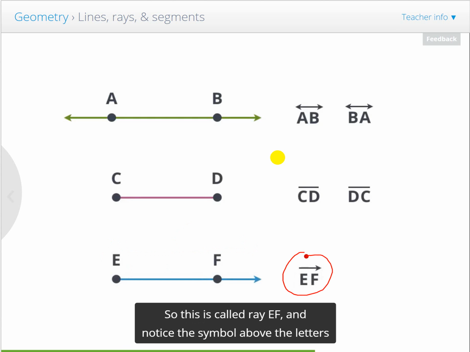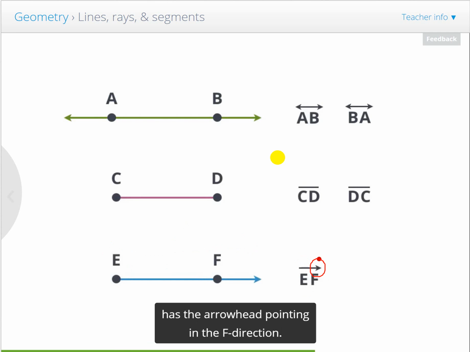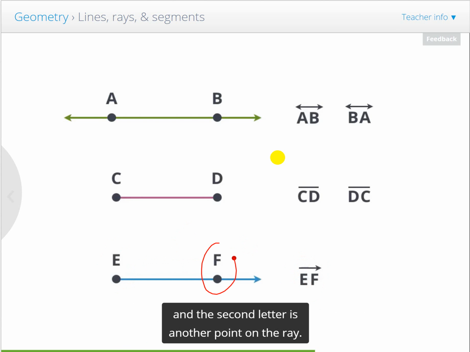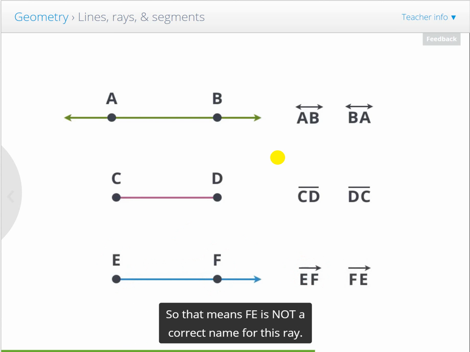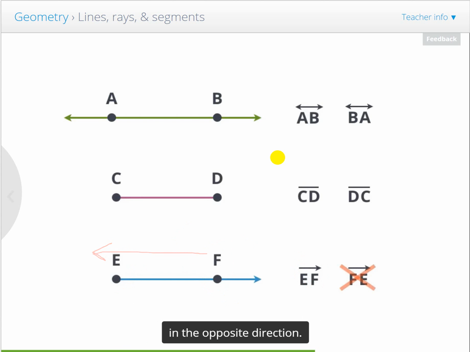So this is called ray EF, and notice the symbol above the letters has the arrowhead pointing in the F direction. The first letter in a ray's name is always the ray's endpoint, and the second letter is another point on the ray. So that means FE is not a correct name for this ray. That would be a ray with endpoint F going on forever in the opposite direction.